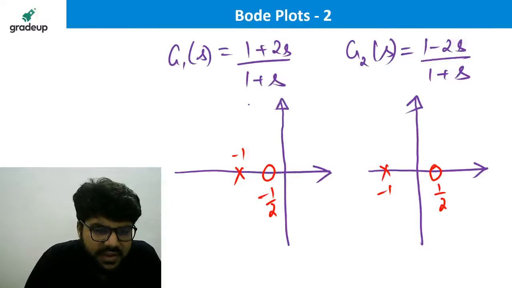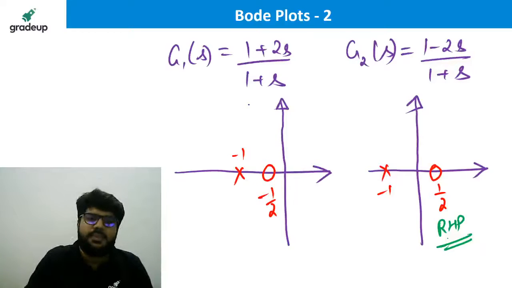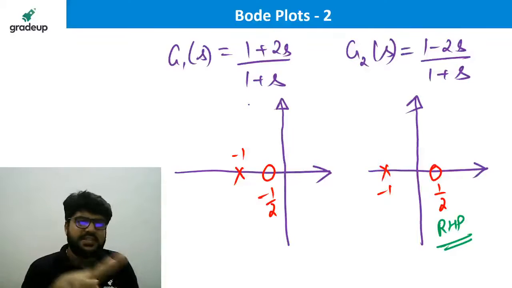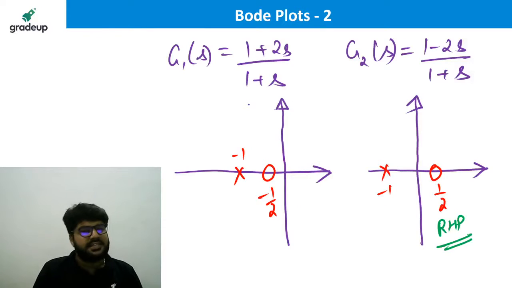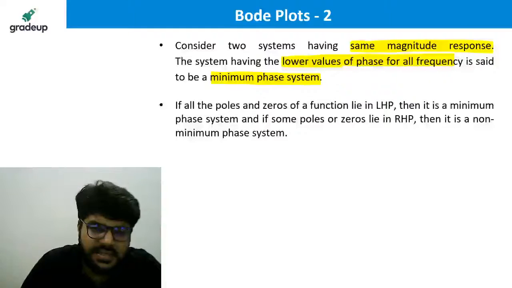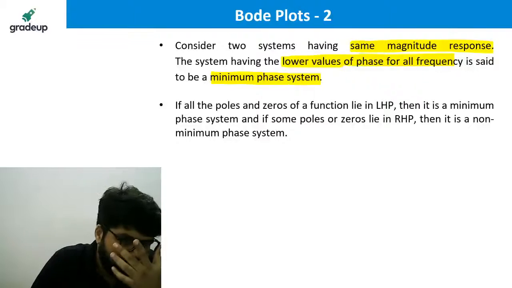And whenever there is a zero or even a pole in the RHP, then the system is non-minimum phase. And vice versa, if all the poles and zeros are in the left half plane, then the system is a minimum phase system. That is the final conclusion.